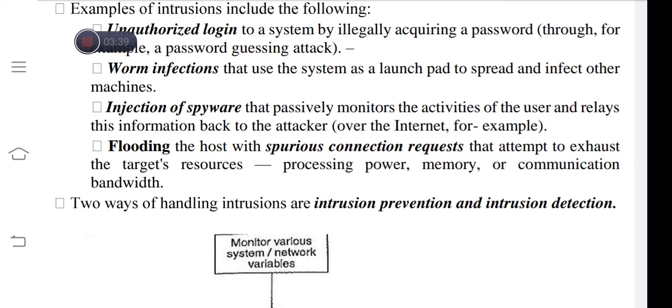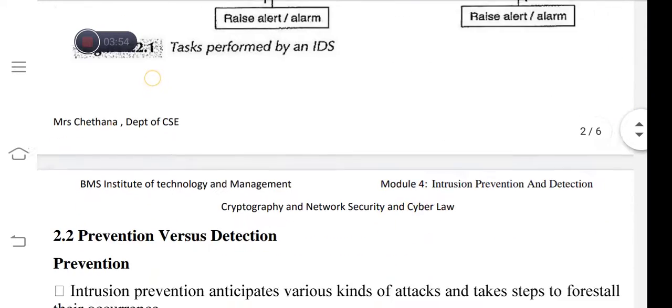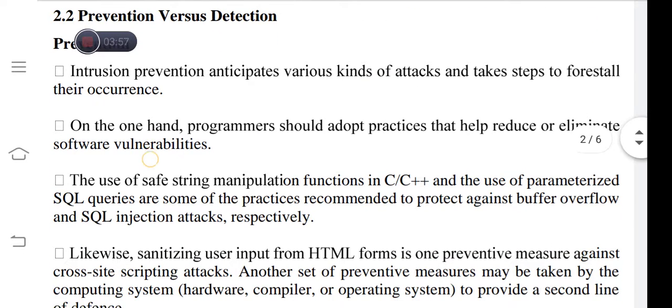The two ways of handling intrusions are intrusion prevention and intrusion detection. Let us see the differences between prevention and detection. Intrusion prevention anticipates the various kinds of attacks and takes steps to forestall their occurrence, whereas the programmer should adopt practices that help reduce or eliminate software vulnerabilities.